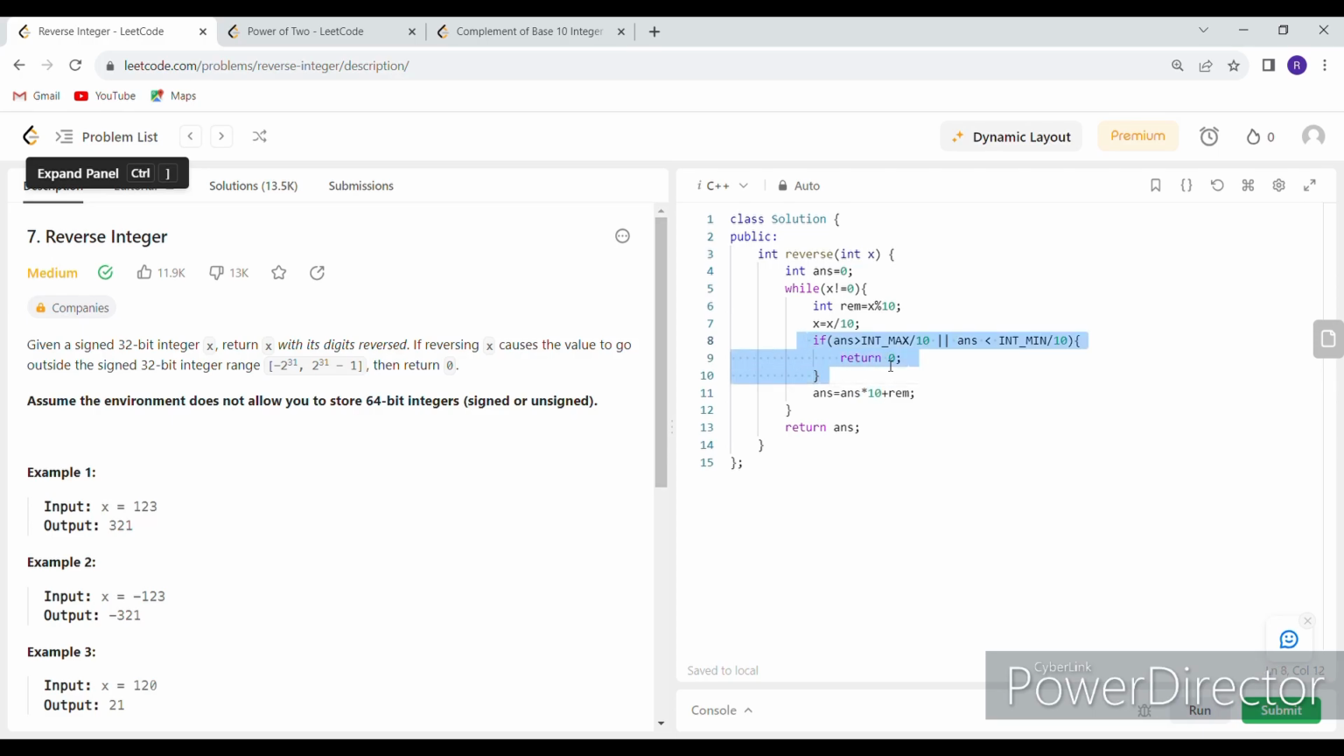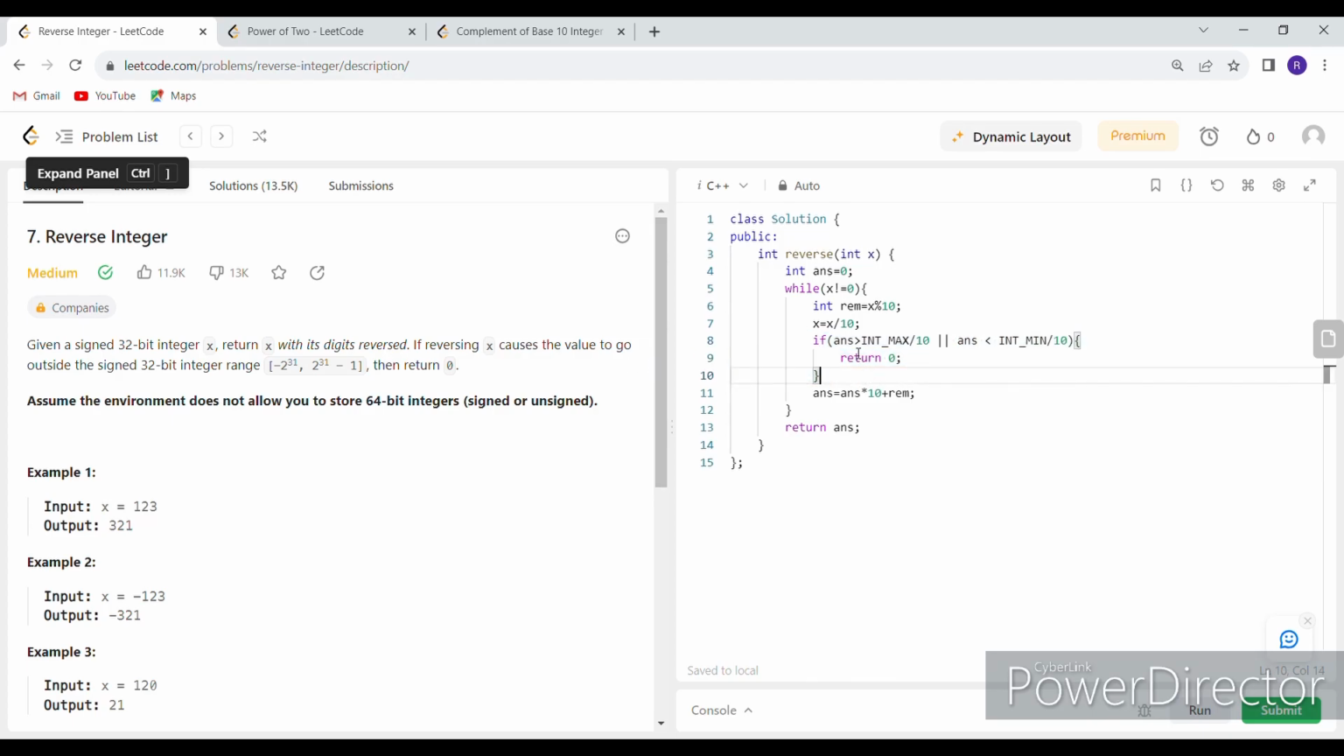If answer into 10 is greater than int max, or if answer into 10 is less than int min, then we will simply return 0, because it is already mentioned in the question that while reversing, if we get any integer which does not fall into the range of integers, then we have to return 0. That's why we are doing it over here.